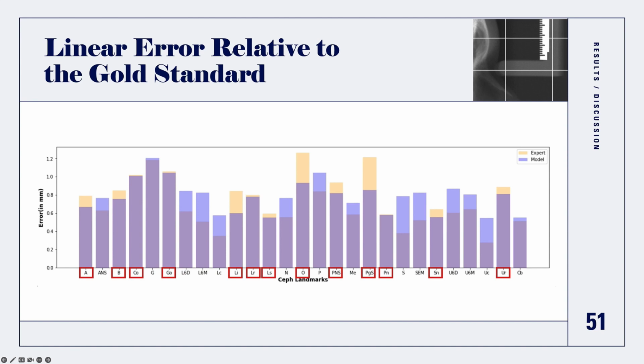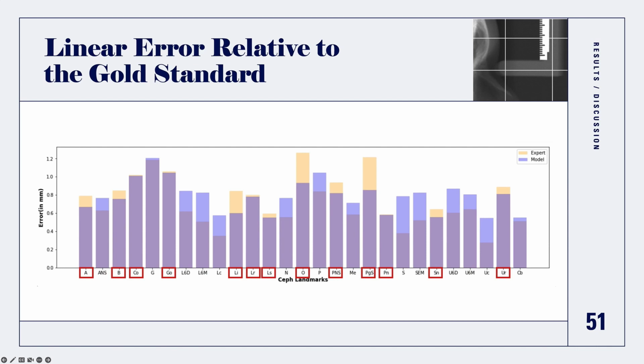The model showed greater error for 14 landmarks, while the experts showed greater error for 13 landmarks. So something exciting to know, if you remember from the last slide, glabella, gonion, condylion, and porion were the 4 landmarks with errors greater than 1 millimeter. However, if you look at the model's performance compared to the experts for these points, 3 of them basically matched the gold standard, suggesting that the model is actually performing at a human expert level.